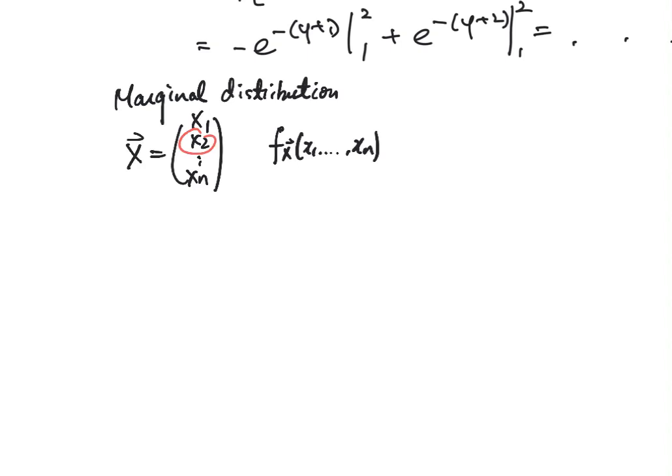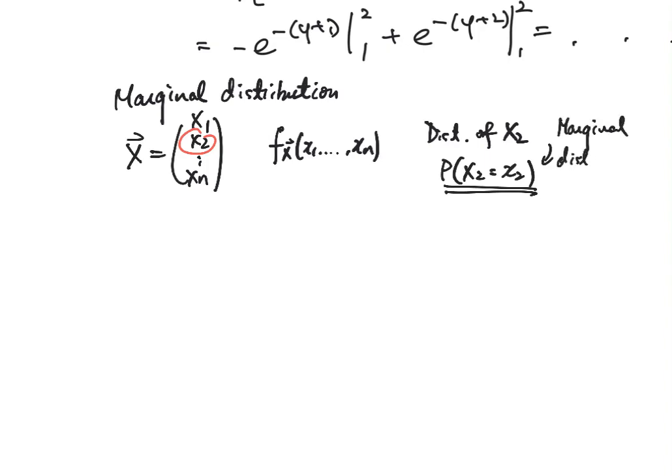Then the question will be, in order to study this, we will need the distribution of X2. So that means I want to know what is the likelihood that X2 equals a particular value. Then this distribution is what we call the marginal distribution, which is basically just the distribution of a particular random variable from your vector of random variables. Now the question will be, given this joint density function, how would you get this marginal distribution? I would say the idea is very simple.